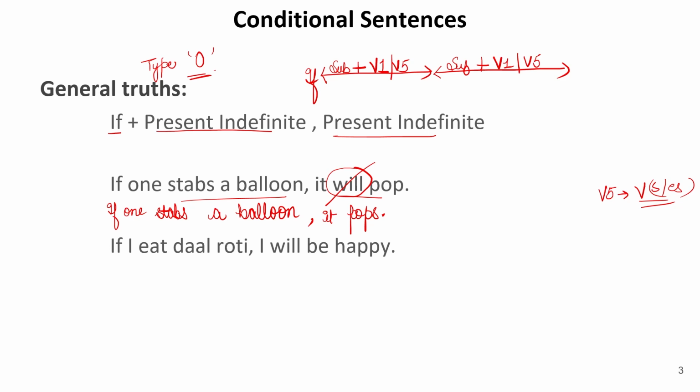Now, as I really like dal roti of home. Now the sentence is: if I eat dal roti, I am happy. Yes, because I know that I love dal roti. Everyone likes home food. So in this case, this is a general fact. Therefore, it should be written in present indefinite tense only.